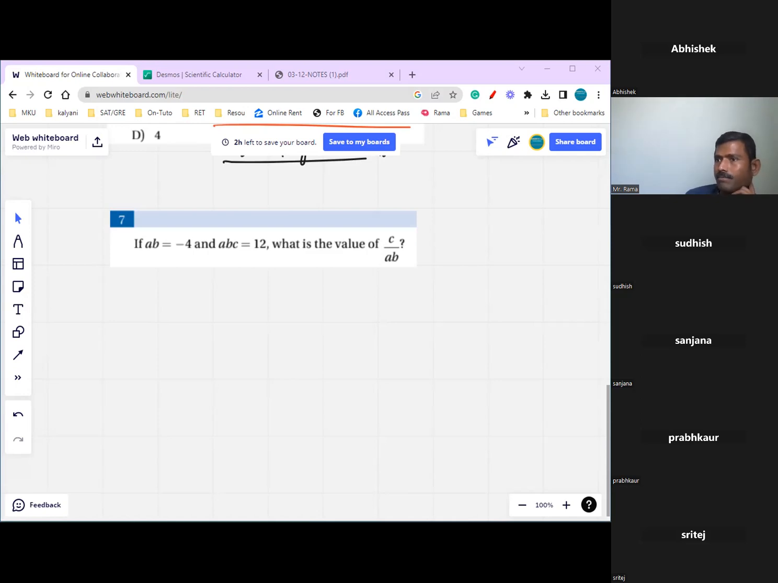So AB is -4, ABC is 12, and we need to find out C over AB value. Now for this one, you already have the AB value, so all I have to find out is C. If I get the C, obviously I can get the rest of the answer. In simple words, ABC is 12. If I want the C value, that is 12 over AB. Agree? I'm dividing by AB on both sides. Now I know the AB is -4.